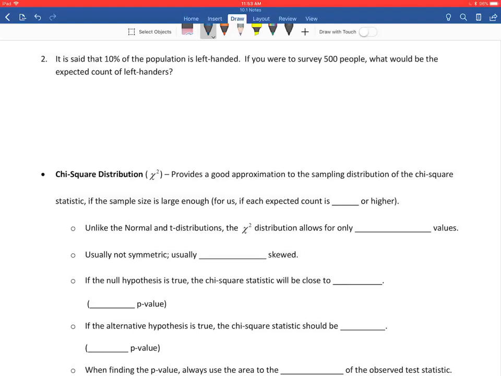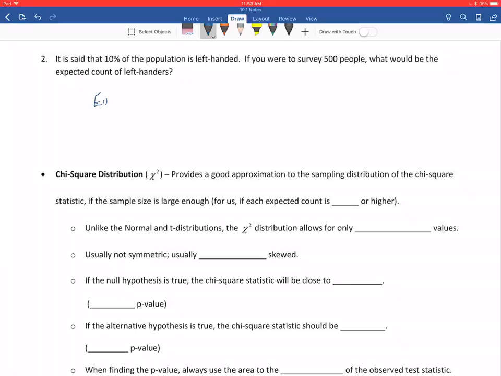Sometimes finding an expected count is as simple as performing a generic calculation that you've been calculating probably for years. So in this case, it's said that 10% of the population is left-handed. So if you were to survey 500 people, what would be the expected count of left-handers? I don't need to go to StatCrunch to do this.